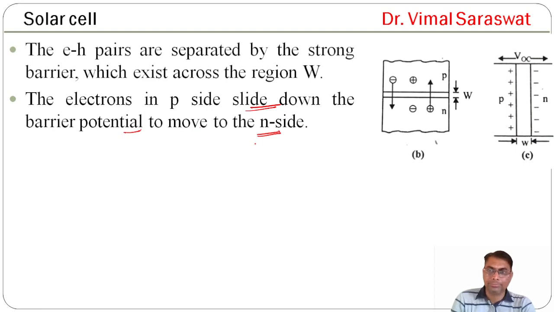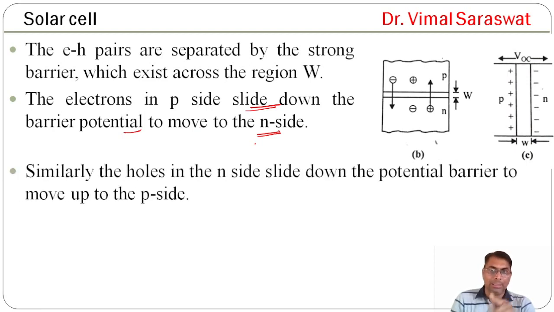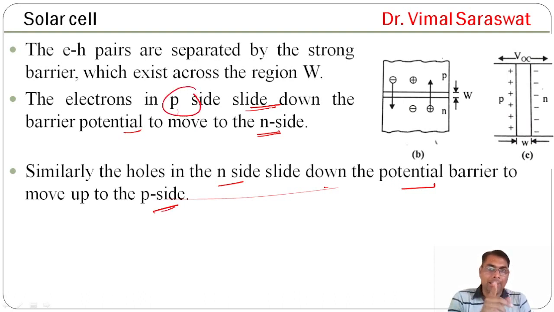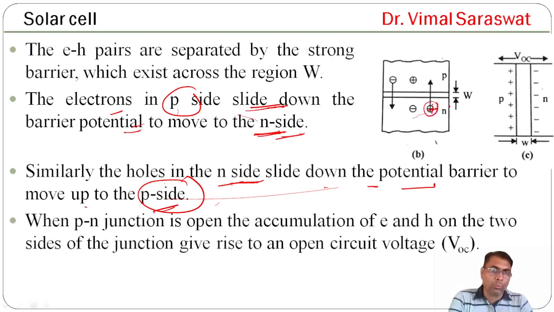This was our diagram. Similarly, the holes in the N side slide down the potential barrier to move up to the P side. So what happened here? The electrons in the P side slide down the barrier potential to move to the N side, so electrons move towards the N side, and the holes in the N side slide down the potential barrier to move up to the P side. These holes move up to the P side and these electrons move down to the N side.